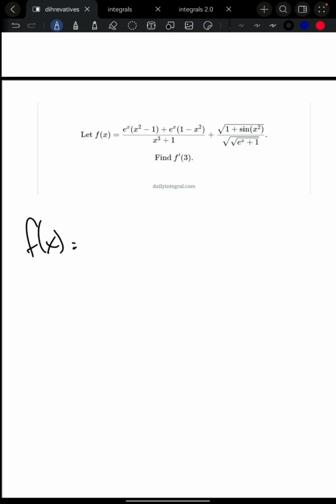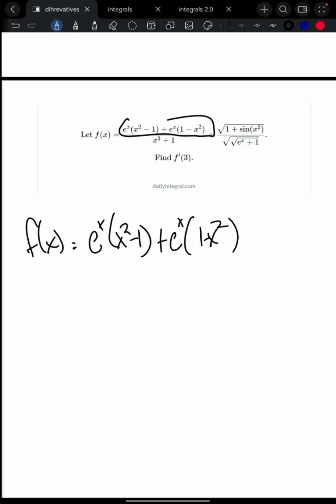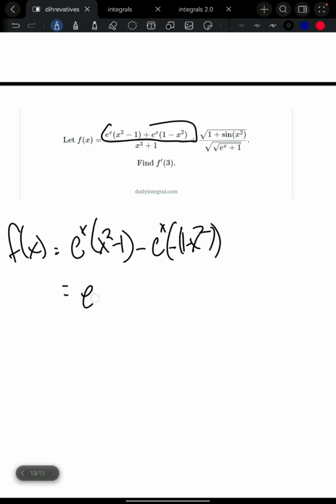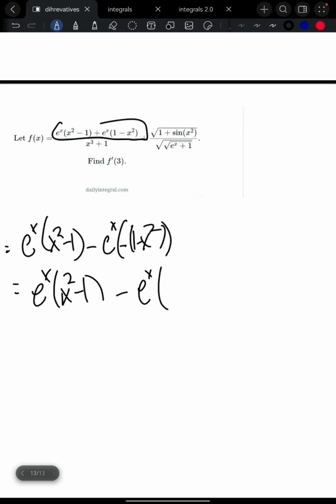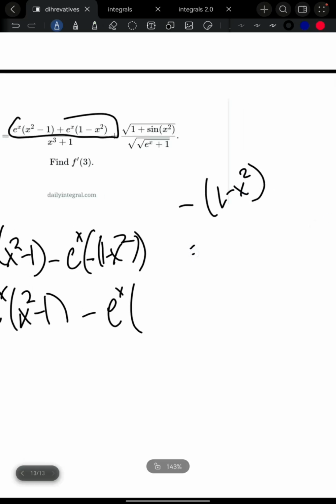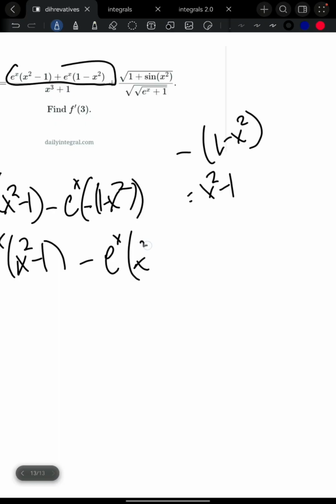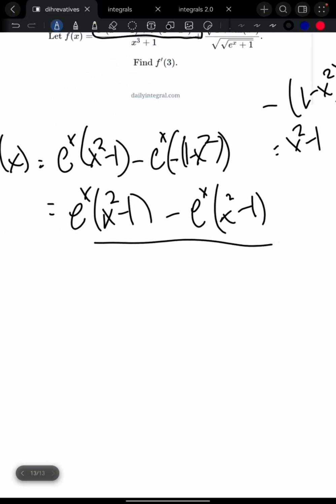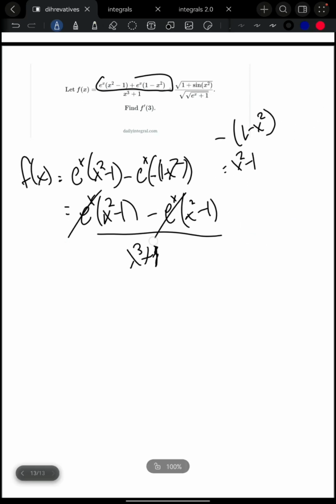Okay, look, I found a trick. It's the top, it's just e to the x squared minus 1 plus e to the 1 minus x squared. I'm going to take a negative from this, so I'm going to have to take a negative outside as well, to keep the balance. So this is just the same as e to the x squared minus 1 minus e to the x squared minus 1. So you can put in x squared minus 1 divided by x cubed plus 3, plus 1, but it doesn't matter because these actually just cancel out each other.